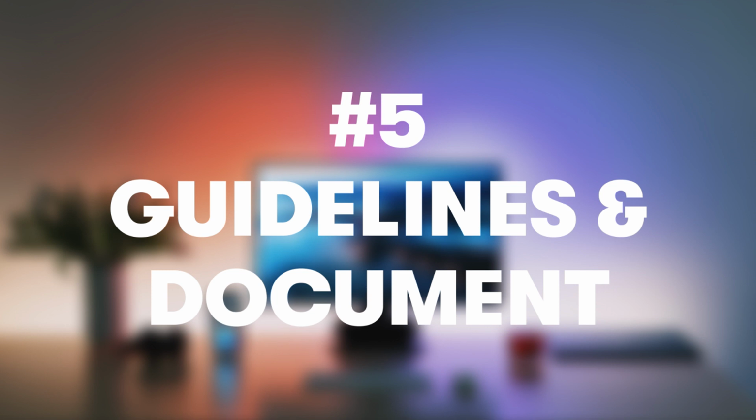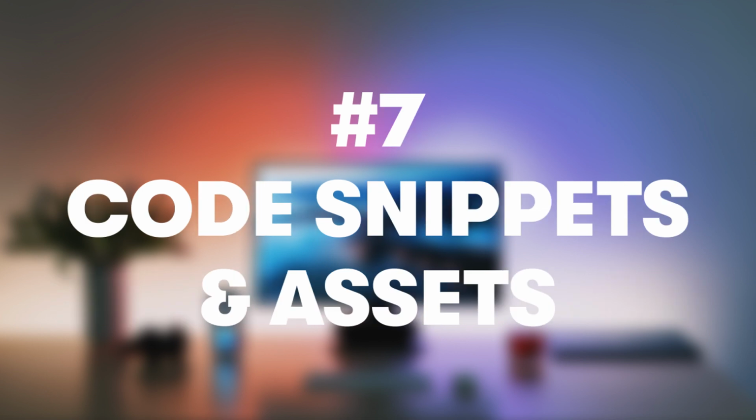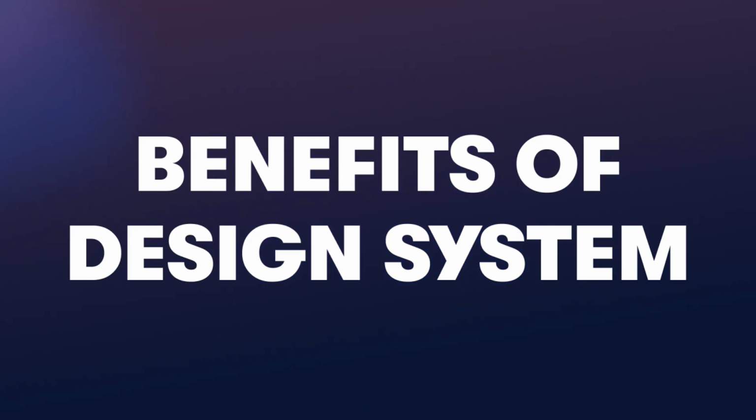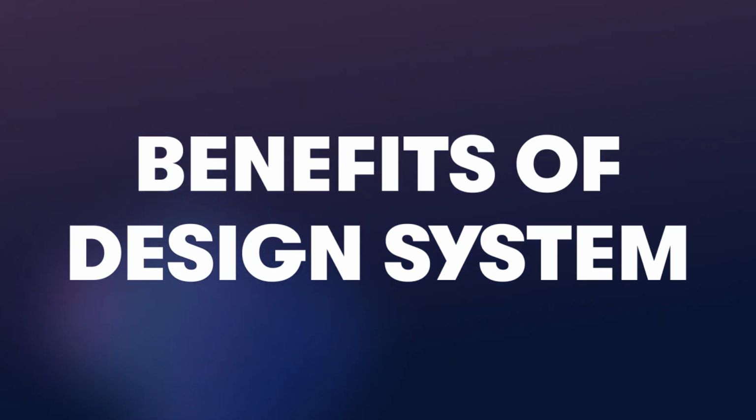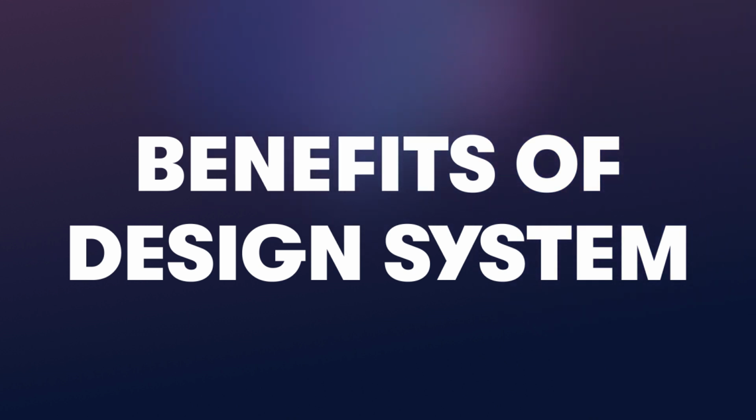Guidelines and documentation, detailed instructions, rules, and examples on how to use and implement the design system. Accessibility considerations, guidelines and techniques to ensure that the design system is accessible to all users. Code snippets and assets, ready-to-use code snippets, icon sets, images, and other digital assets that support the design system. By adopting a design system, organizations can streamline their design and development processes, enhance collaboration between teams, maintain visual and functional consistency, and improve the overall user experience of their products and services.